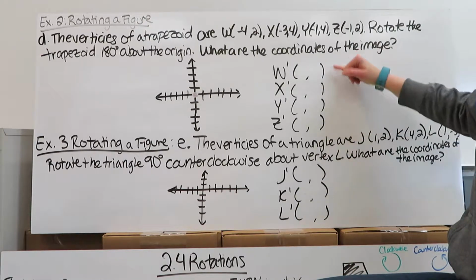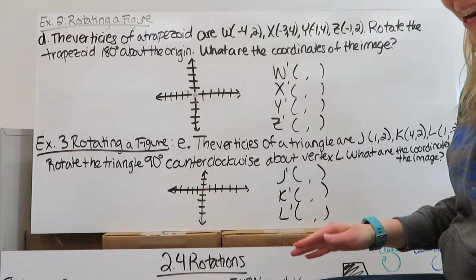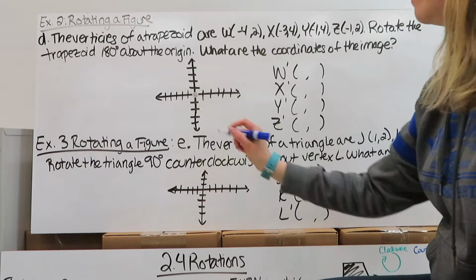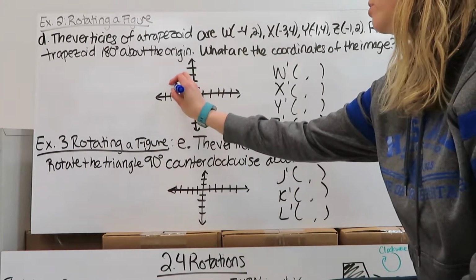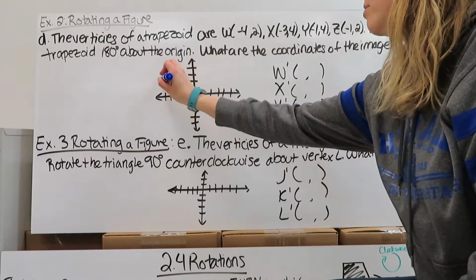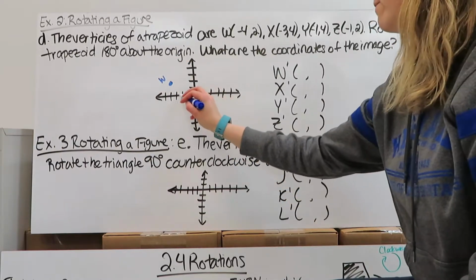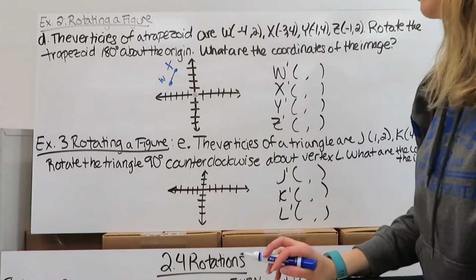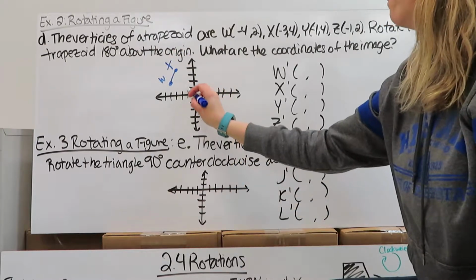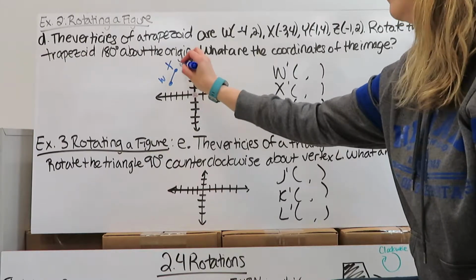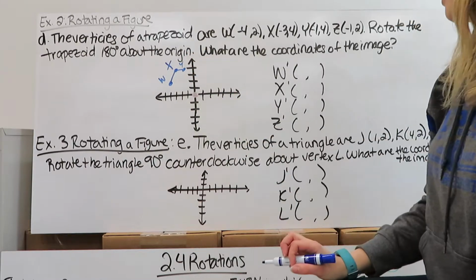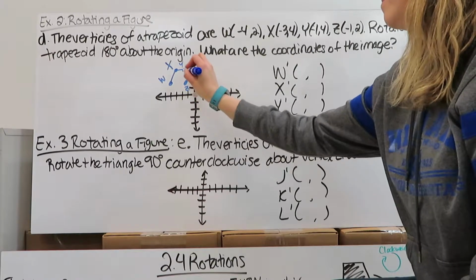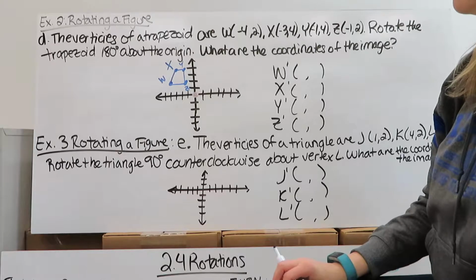So I did set this up, as you notice, before I even did any of this. So I'm going to start, I like to use colors. So W, I'm going to go to the left 4, up 2. I'm going to plot that and label that W. X is at (-3, 4). Label that, I'm going to connect those two. Y is at (-1, 4). Connect those, and Z's at (-1, 2). Label that. All right, there's my original trapezoid.